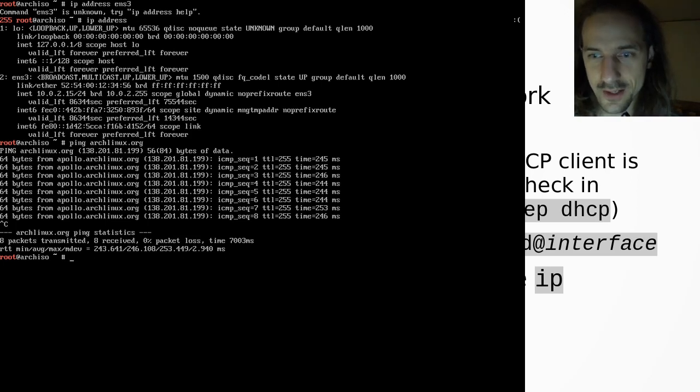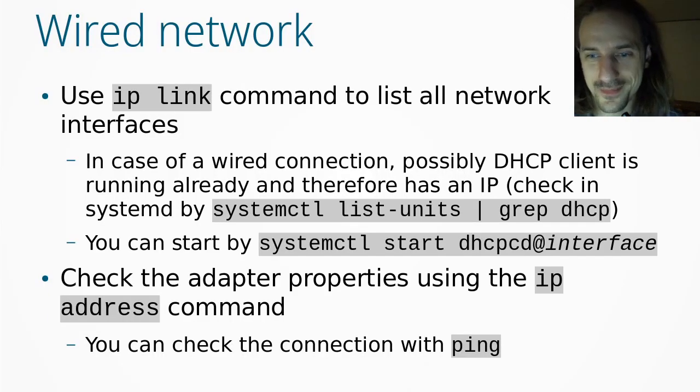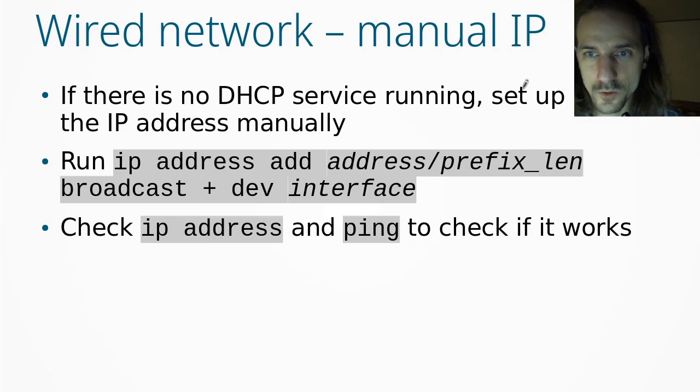So if you are installing ArchLinux in a virtual machine, in QEMU, or even in VirtualBox or something, you will have no problem getting to the network. You probably will have the dhcpcd service running for your wired emulated interface, and you can just ping and it will work. So that was the easy part, because sometimes, of course, you need to set up a manual IP address.